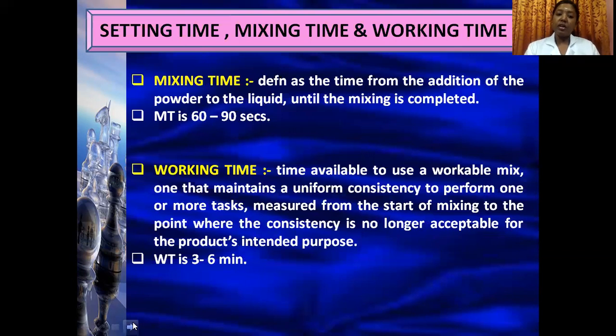Coming to the setting time, the mixing time, the working time, and how do you actually do the mixing for your zinc phosphate cement. So the mixing time is defined as the time from the addition of the powder to the liquid until the mixing is completed. So if you say mixing time, it is around 60 to 90 seconds. So now the working time. Working time is the time available to use a workable mix. It is one that maintains a particular consistency so that you can perform 1 or more tasks. That is, it is measured from the start of mixing to the point where it reaches a consistency where it is no longer available for its particular intended purpose. So the working time for zinc phosphate is around 3 to 6 minutes.